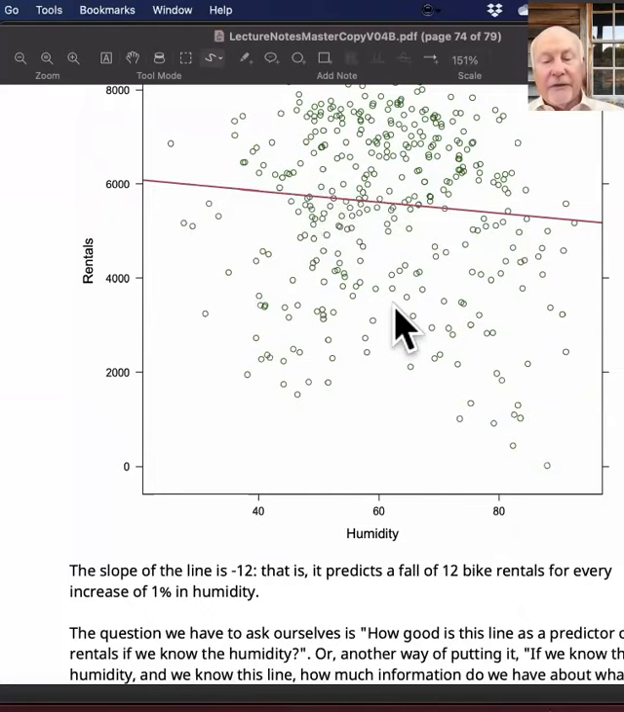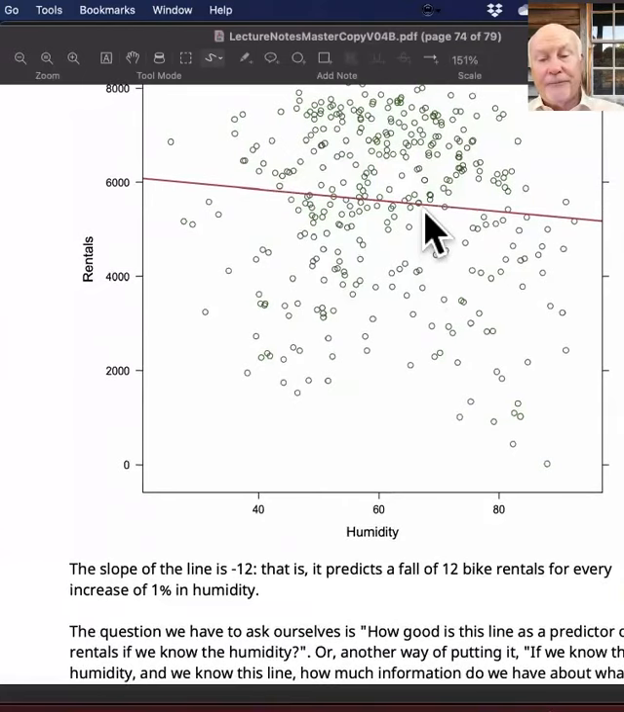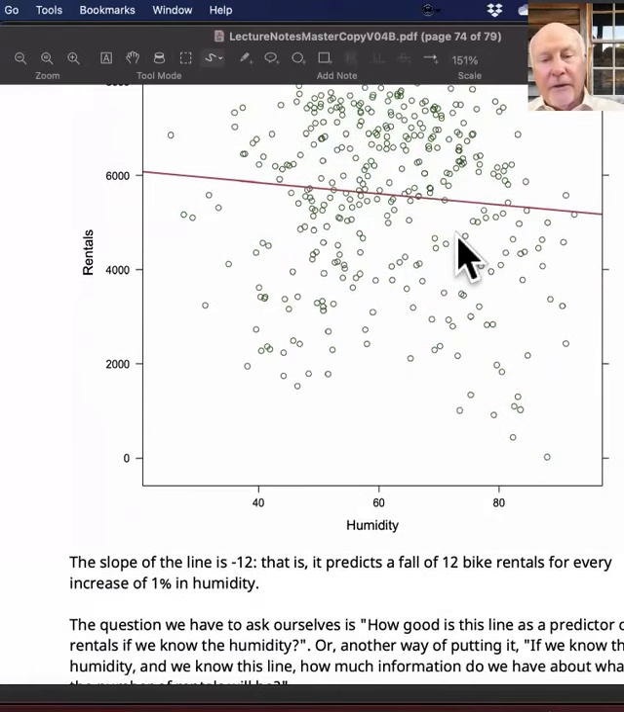But the big question we've got to ask ourselves is, how good is this as a predictor? We should also ask ourselves, is it plausible that it's a straight line relationship? But we'll get to that in a moment. Another way of putting it is, if I know what the humidity is, how much information does that give me that I can use to estimate how many bike rentals are going to be made on that day?